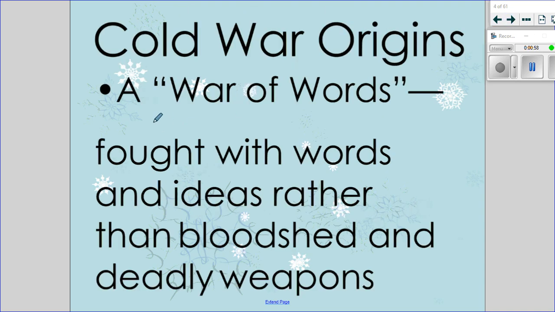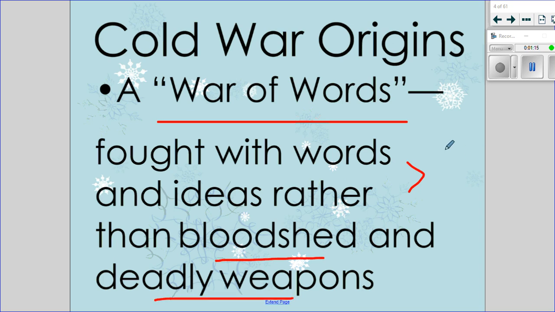All right. It's a war of words, you could say. It's fought with words and ideas. It's a war of ideologies, as in, capitalist democracies versus communist dictatorships. But there is bloodshed, and there are deadly weapons employed. The United States and the Soviet Union don't necessarily face each other head on militarily, and there are a few incidents where U.S. and Russian forces do shoot at each other, but those are not acknowledged.